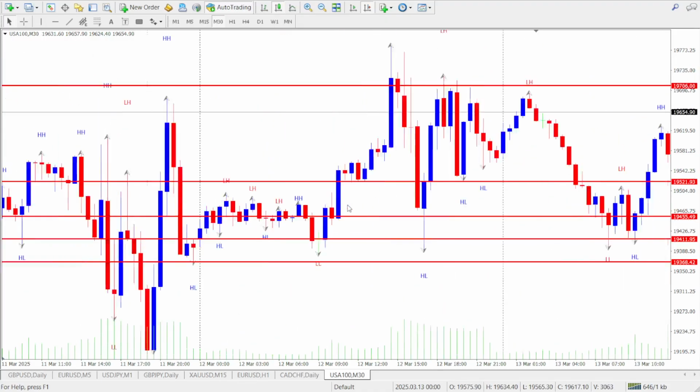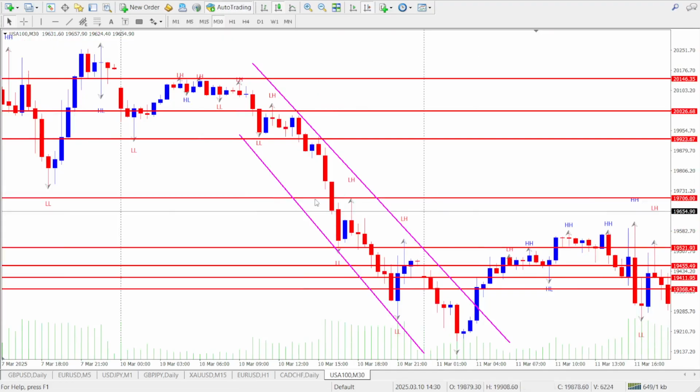Conversely, when you see a series of lower lows, the market is trending down, and it may be time to consider selling or taking other actions depending on your strategy. So this indicator helps you frame your biases quickly.